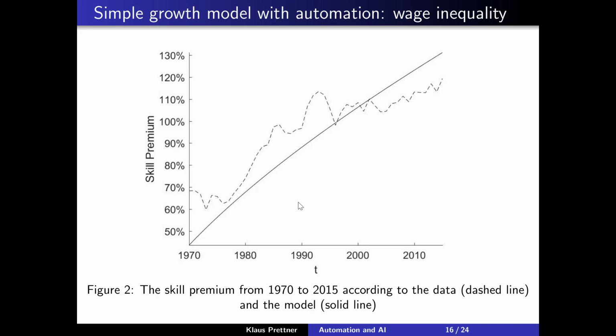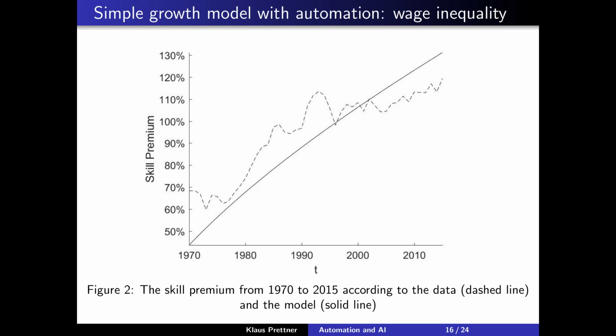But as you see here, the model over-predicts the dynamics. So we have a stronger increase in the skill premium implied by the model than we observe in the data. And there are several reasons for that. One of the reasons is that in our model, we assumed that the number of low-skilled workers and the number of high-skilled workers are exogenously given, so you cannot become a high-skilled worker once you're a low-skilled worker, right? So we don't have endogenous education.